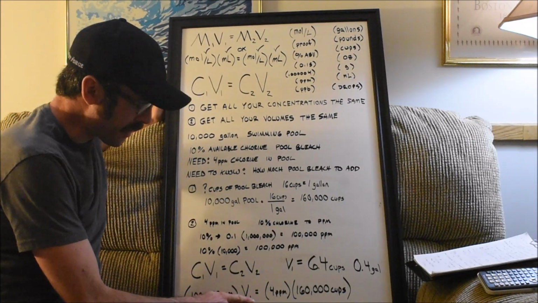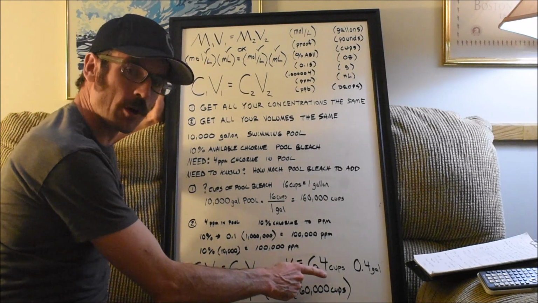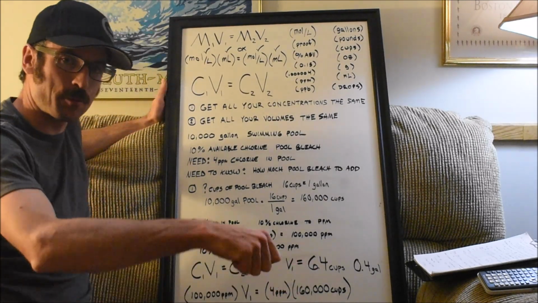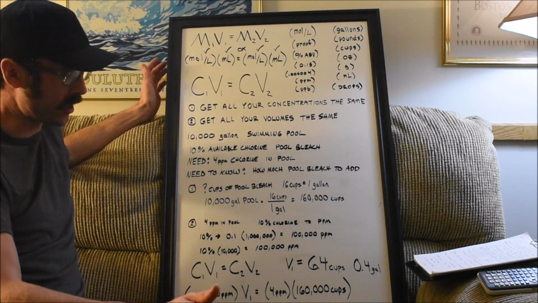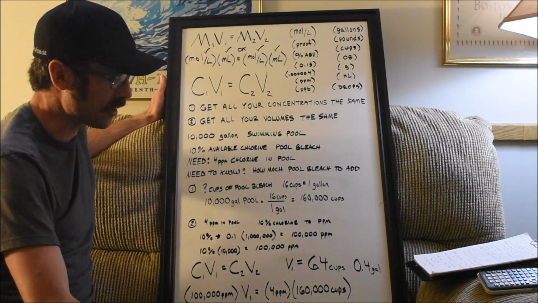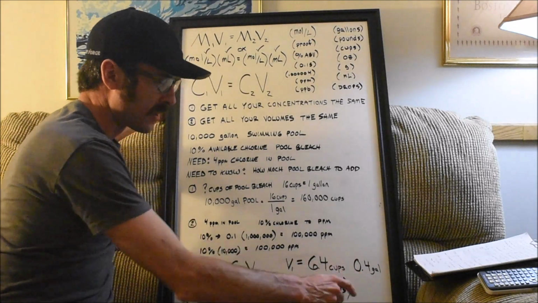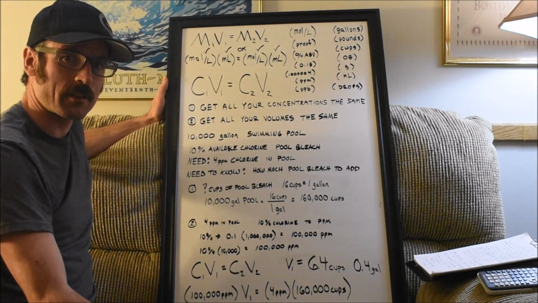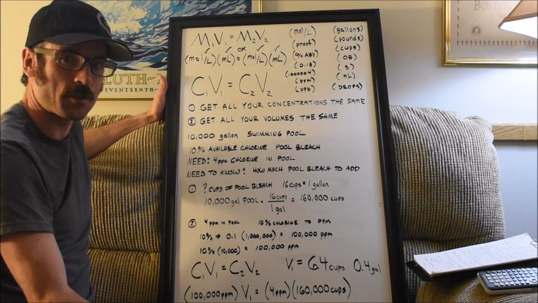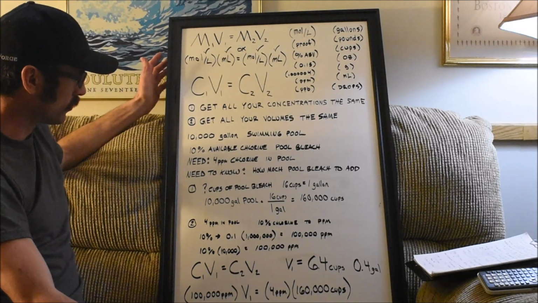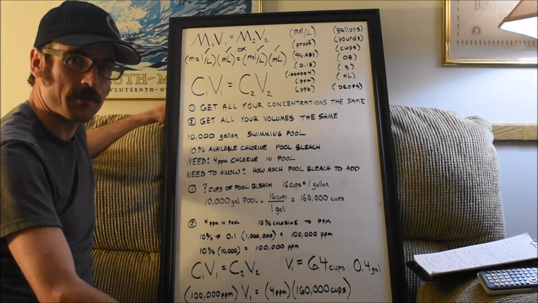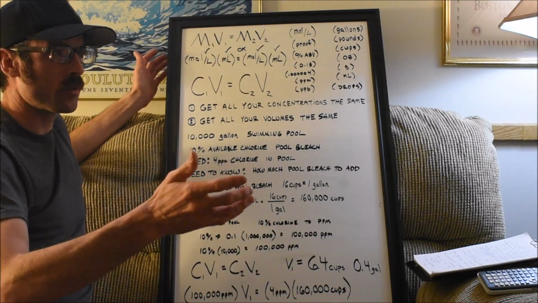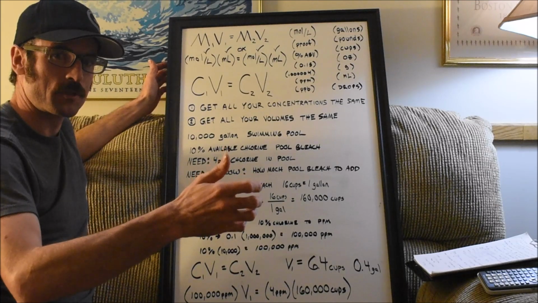Alright, so if you do the math, our volume is going to be 6.4 cups of that bleach we're going to pour in our pool. That doesn't seem like much, 6.4 cups, but there's 8 ounces in a cup. And that's 0.4 gallons. So that's a pretty substantial amount. If you have a large pool, like 20,000 gallons, you're going to add almost a gallon of this stuff. So that's just kind of good to know how much bleach you'll need to chlorinate a pool.